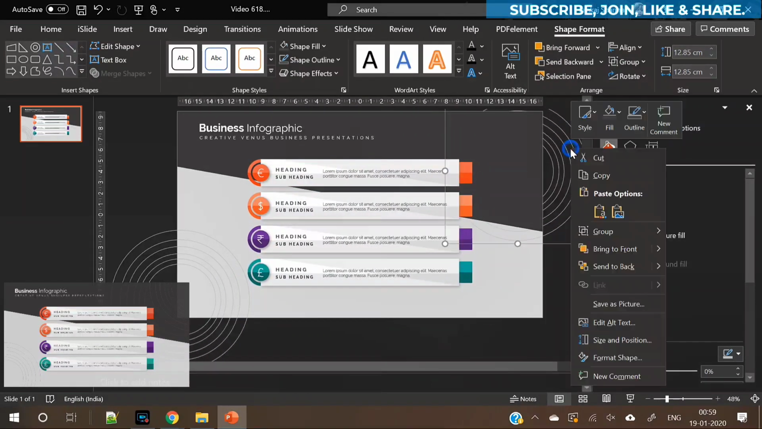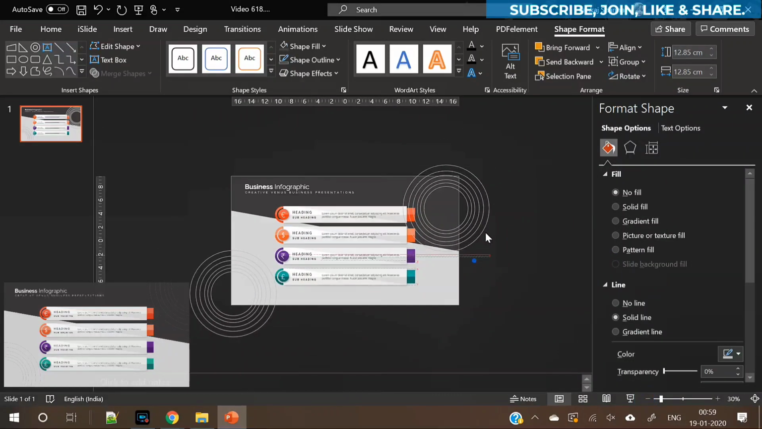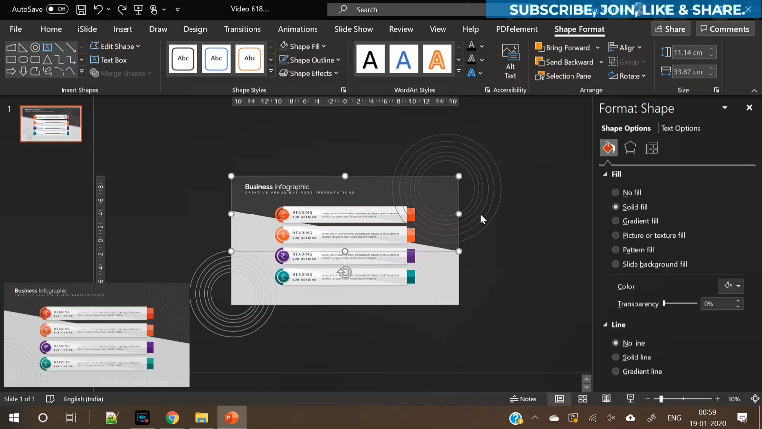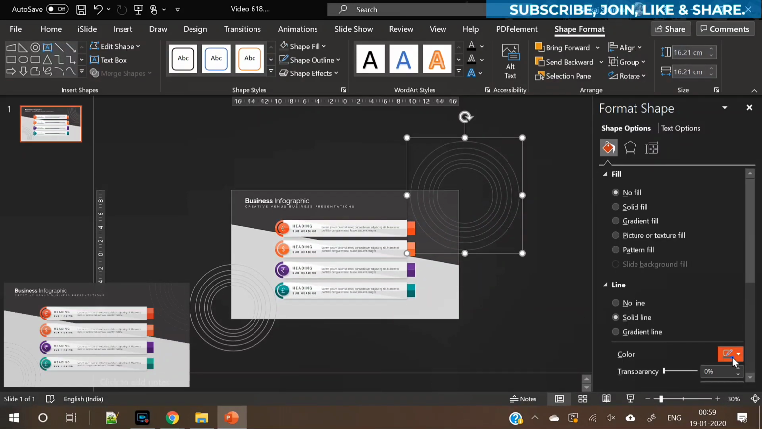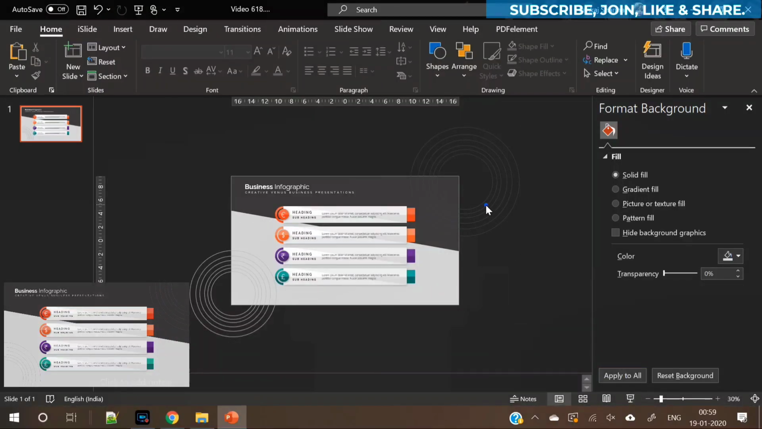Now duplicate this and place it towards the top as well and send to back. And you can place it like this and change the color matching the background so that it is slightly visible. Then you can increase its size. And now it is looking like a finalized slide here.